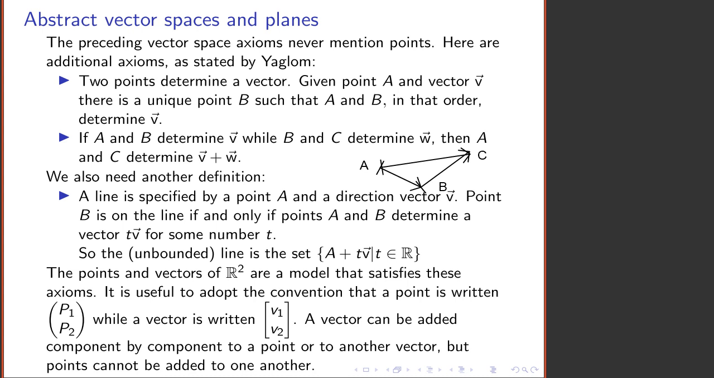The points and vectors of R2 satisfy all these axioms. And if you're going to distinguish points from vectors, it's very useful to denote a point of R2 by putting it in ordinary parentheses, while a vector is denoted by using square brackets. You can add a vector to a point and get another point. You can add two vectors and get another vector. But in general, points cannot be added to one another.